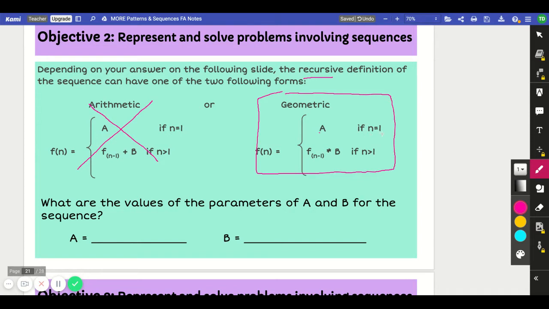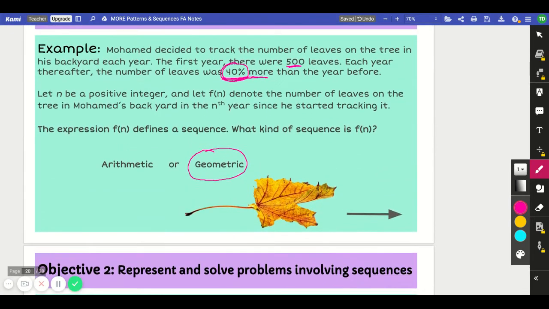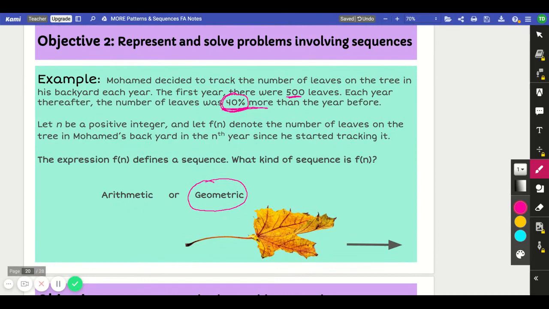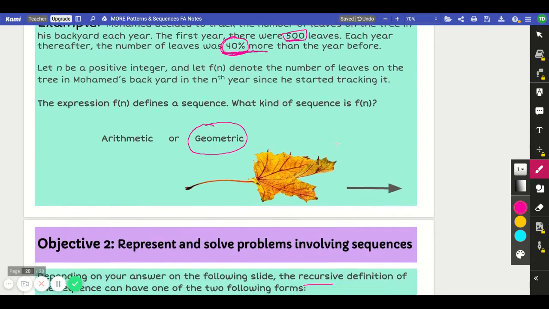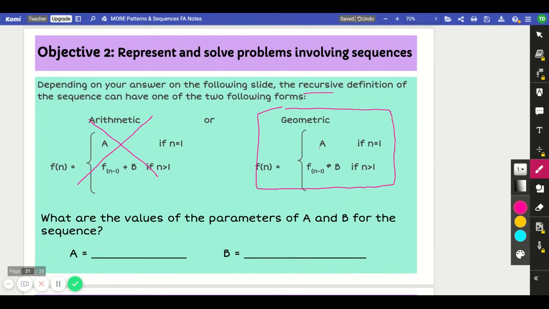So if n is 1, a is going to be what? So let's look back in the problem when n is 1. So n is talking about the years. So if n is the first year, we found that the first year had 500 leaves. So that would mean that a would have to be 500. And that's what we're trying to do at the bottom, find what the values are.